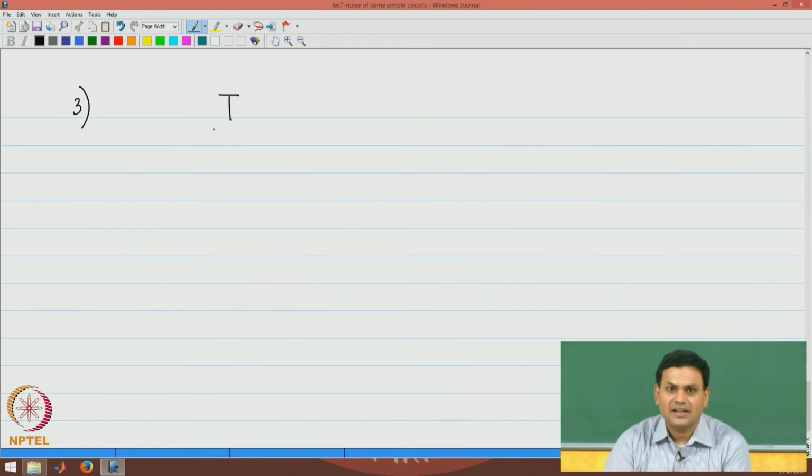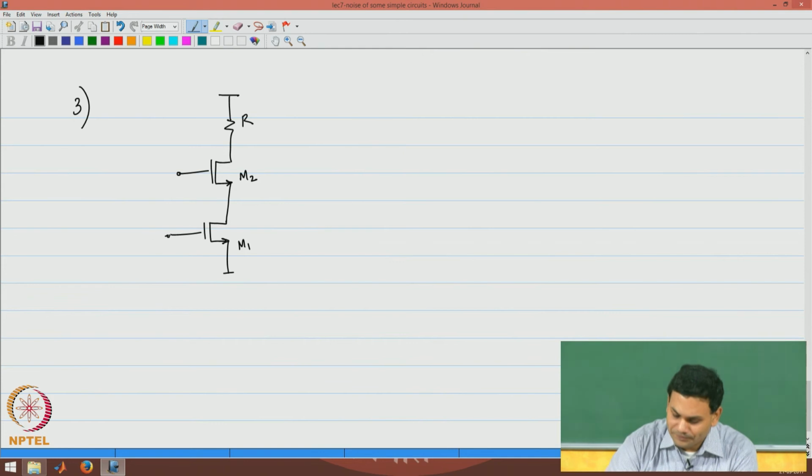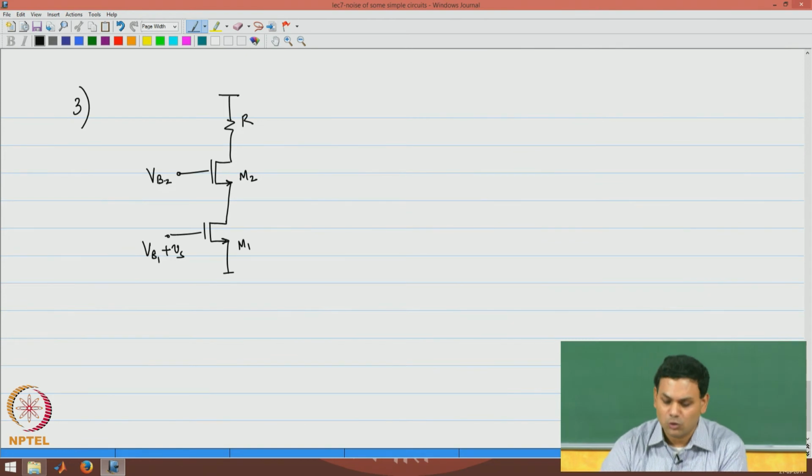Now let us look at a slightly different variant of this circuit. I am going to look at the cascode amplifier. Let us take the resistively loaded one, because that will give us one more noise source. So let us say I have M1, I have M2 and I have a resistance R, and I have a bias voltage VB1 plus the signal applied at the gate of M1, and some bias voltage VB2 at the gate of M2.